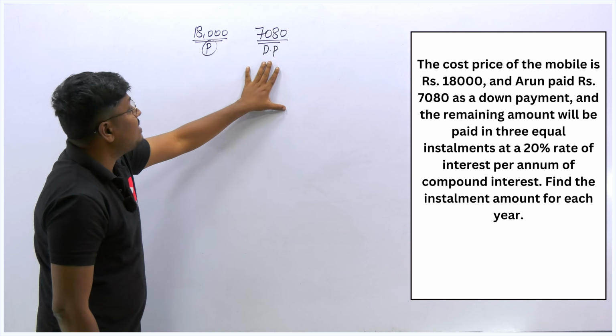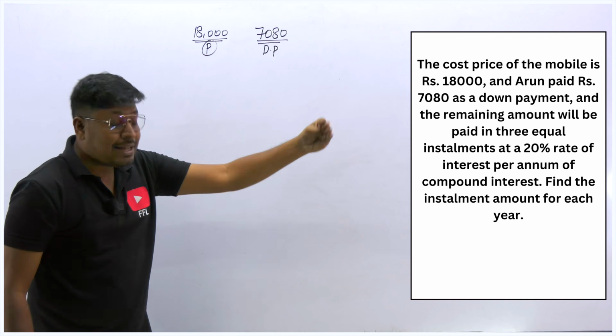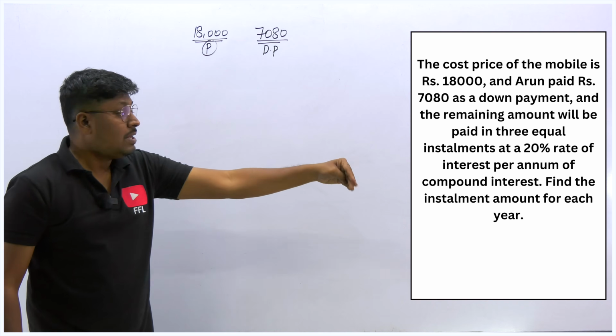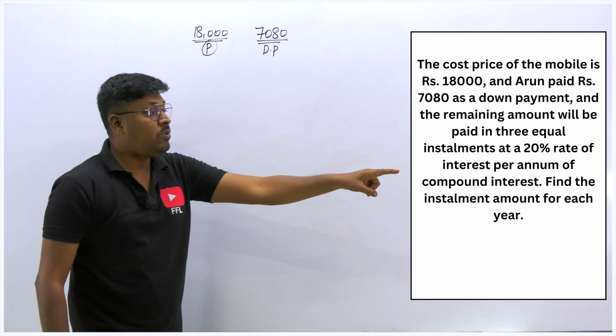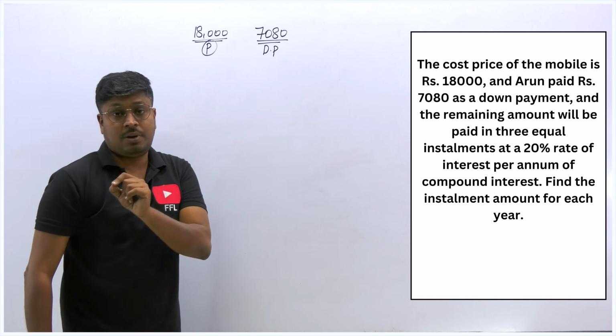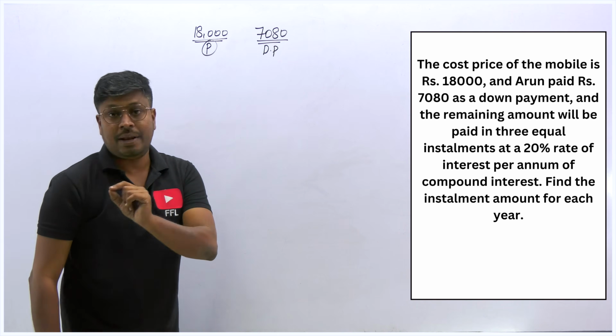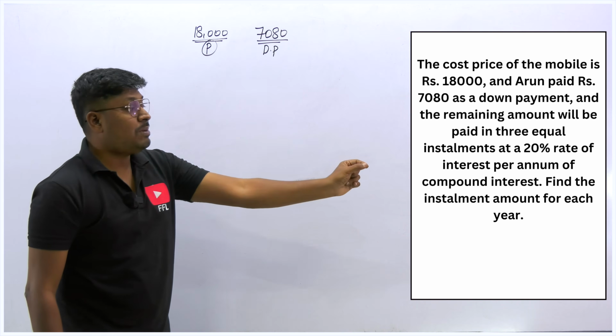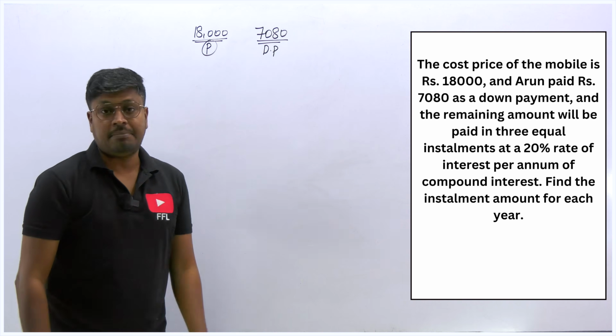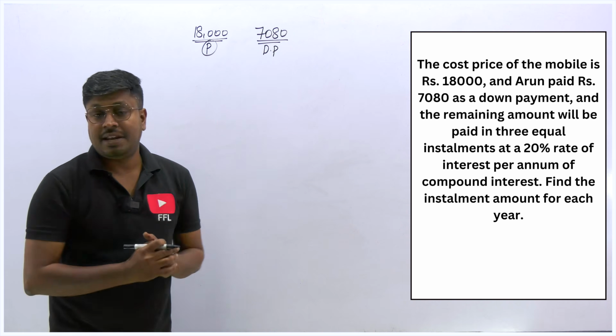Now just listen to the question carefully. What are the other values given in the question? The remaining amount will be paid in equal installments. So all three installments are equal, and the rate is 20% per annum. So 20% per annum is the rate of interest.